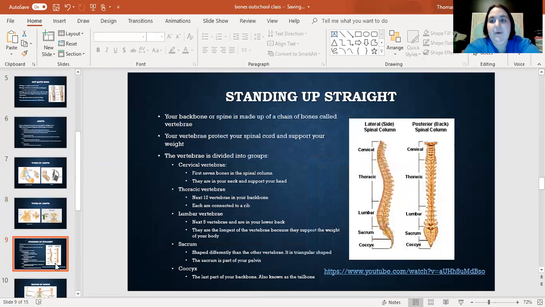Standing up straight. This is really cool about our backbone, because it is literally protecting our spinal cord, which is basically the roadway delivering those neural messages from your brain. You need that because it's connected to all your nerves. So you don't want your protection to pinch the roadway that is taking all your messages. And that can happen. Your backbone or spine is made up of these chain bones called vertebrae, and the vertebrae protect your spinal cord and support your weight.